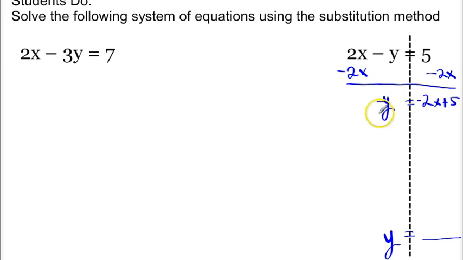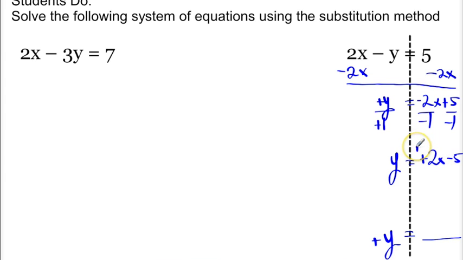Y is almost by itself. I just have to divide by negative 1. Divide everything by negative 1, because I want a positive y, not a negative y. Negative and negative cancel. Y divided by 1 is just y equals, I've reached my goal. Y all by itself. Negative divided by negative is a positive 2x. Positive divided by negative is a negative 5.